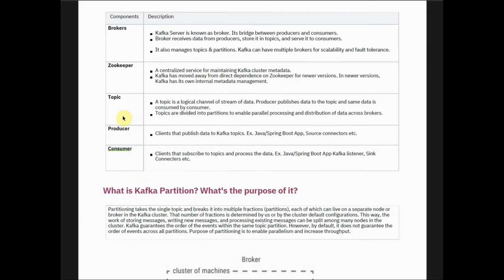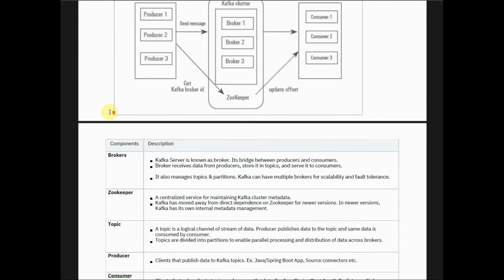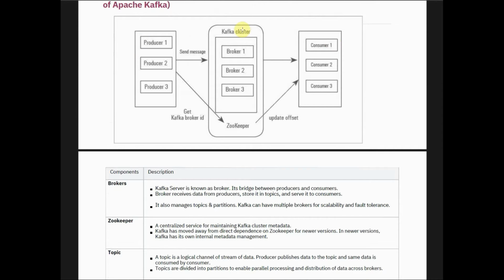Now let's go over where each of these components fits. Here you can see this is a simple architectural diagram of Apache Kafka. On the left hand side we have producers like producer 1, producer 2, producer 3. We can have multiple producers in Kafka, right? It's just a client which is producing data to the specific topic. On the right hand side we have consumers, similar to producers. They are consuming the data. Okay, they're subscribing to topics, they're subscribing to partitions.